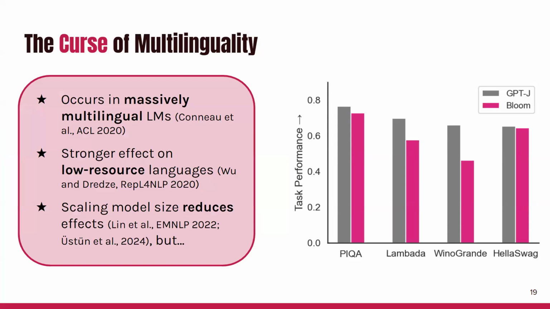It generally occurs in massively multilingual models that are trained on dozens or up to 100 languages that are quite diverse from each other. And there's generally a stronger effect of this curse on low resource languages in a language model's training setting. And so this is because these languages have less training signal and so end up being underrepresented in the model. And work has found that increasing the size of the model can reduce the effect of the curse of multilinguality because you have more parameters available to capture these languages.